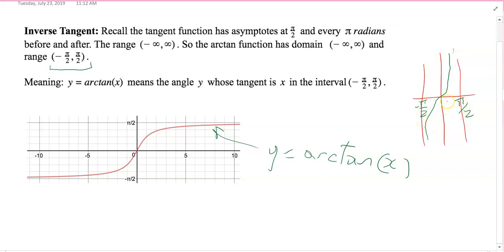If you flip this, or interchange the domain and range, the arctangent function has domain -infinity to +infinity and range -pi/2 to pi/2, not inclusive. Meaning y equals arctan x means the angle y whose tangent is x in the interval -pi/2 to pi/2, not included.